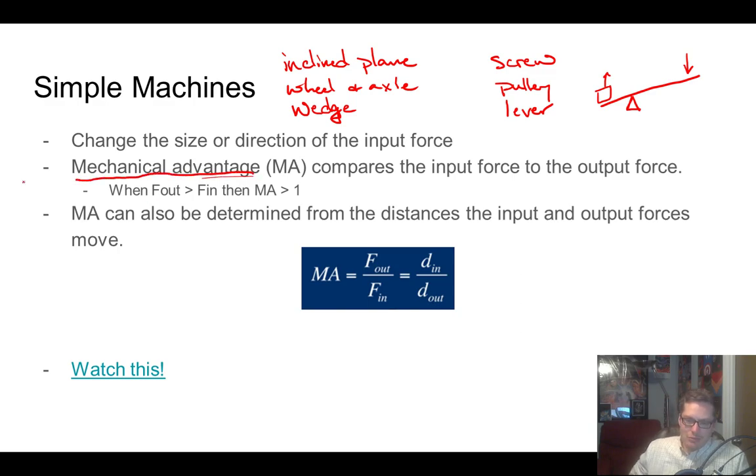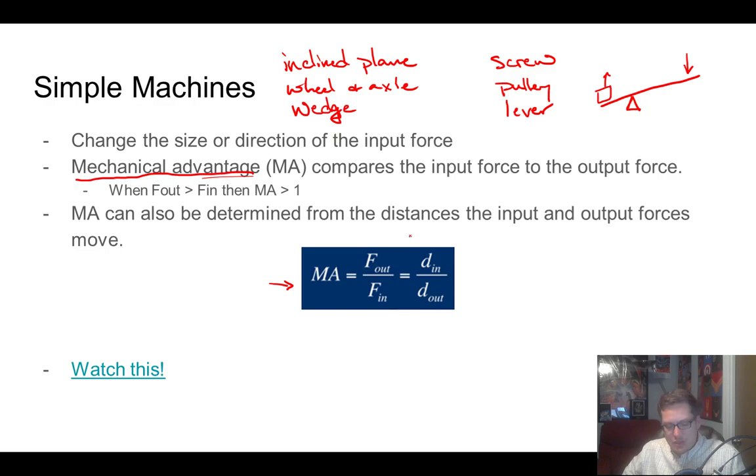That's kind of how I remember it. So MA. And this is the formula to calculate mechanical advantage. We can use the forces or the distances. So if our F out is greater than our F in, then our mechanical advantage is greater than 1, and if our distance in is greater than our distance out, then our mechanical advantage is greater than 1. So essentially, this is how you calculate: force out over force in, distance in over distance out.